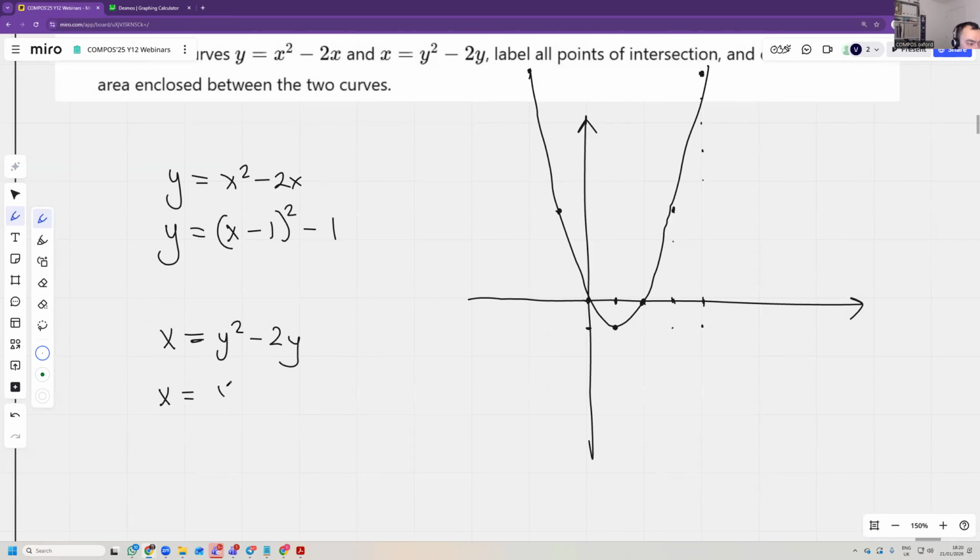So x is equal to y squared minus 2y plus 1. That's a completed square, minus 1. And then you take that. So x plus 1 is equal to y minus 1 squared.